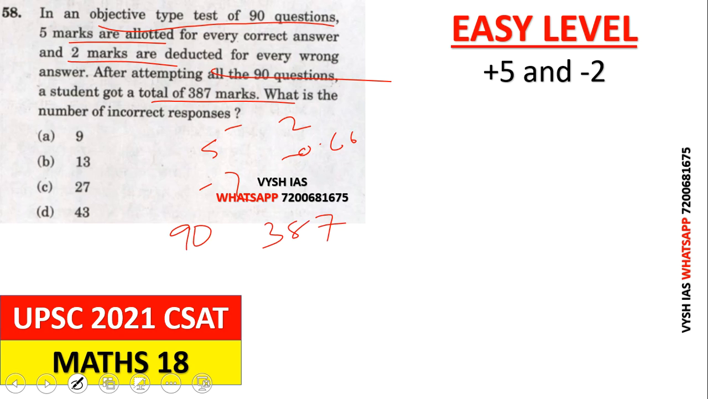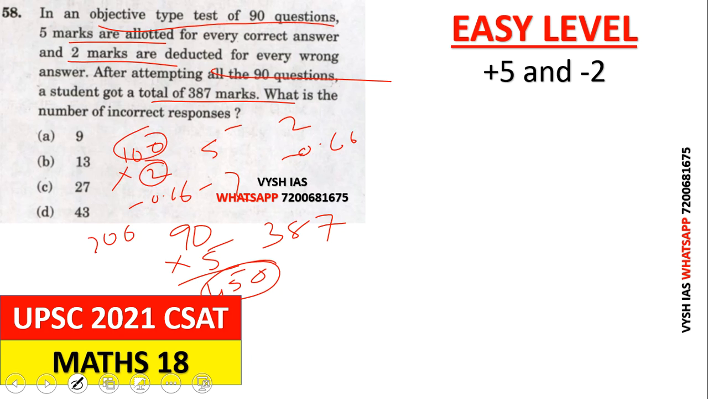That is the question. Suppose this person attempts everything correctly, 5 marks he will get each. That means this total exam is out of 450 marks, right? In your prelims, you have 100 questions, plus 2 and minus 0.66, and the exam is out of 200. How did you get that? All the 100 questions, if you do them correctly, that's 100 into 2. Same like that, 90 questions are there. If all are correct, 90 into 5, you get 450. So the exam was out of 450 and this student got 387 marks. This is what you know from the question.